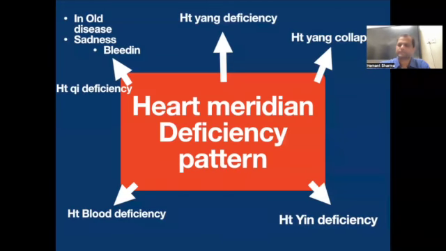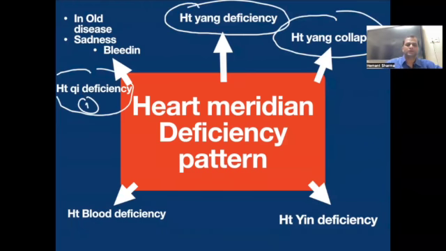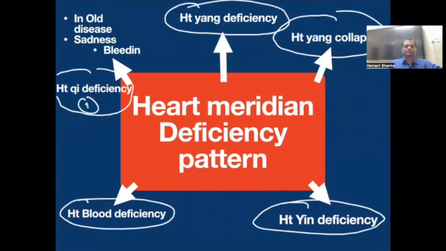You can see the pattern number 1 is heart chi deficiency. The pattern number 2, heart yang deficiency. The pattern number 3, heart yang collapse. The pattern number 4, heart blood deficiency. And the pattern number 5, heart yin deficiency. These are the 5 patterns of heart of the deficient condition.